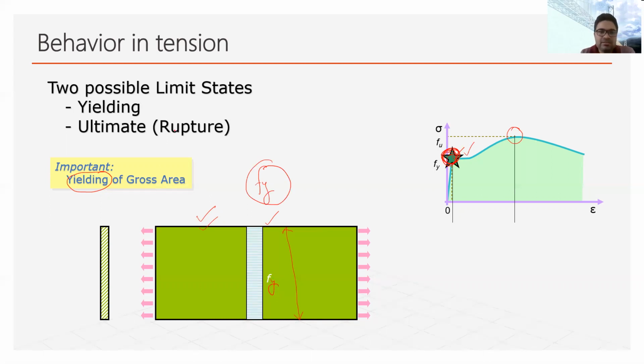And here in the limit state, I said there are two types of limit state. One is yielding. So we consider yielding in case of gross area, which means there is no hole, there is no deduction of area of cross section in case of plate, like you can see in this case. So yielding we consider when we have the gross area without the deduction. If there is deduction, in that case we consider the ultimate strength, or sometimes we call it rupture strength. So with that we will see in the next slide.